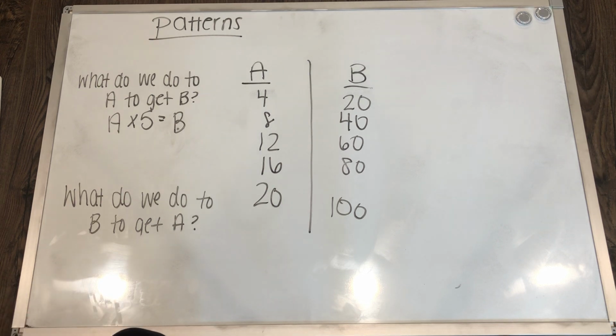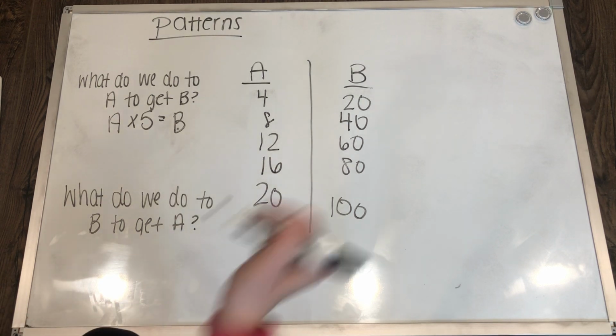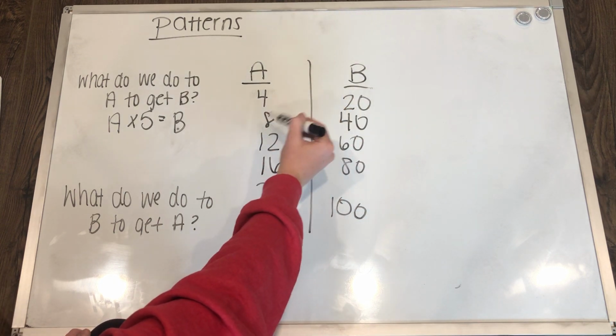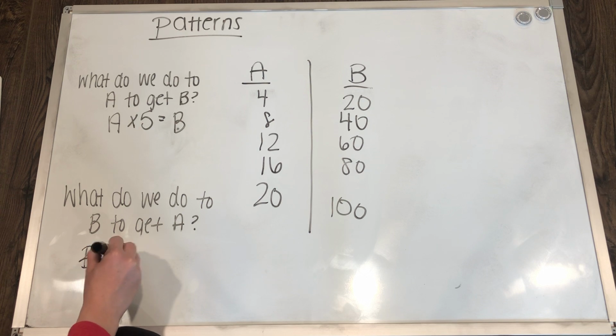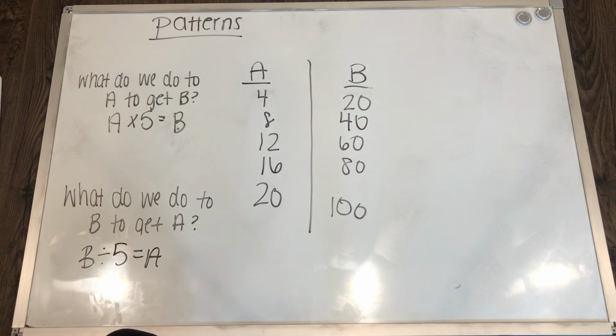Okay, same thing, but now different. What do we do to B to get A? So now we're doing the opposite. We're going 20 to 4, 40 to 8, 60 to 12. So now it's the opposite. So it's B divided by 5 is going to give us A. Okay, again, just make sure you're careful in terms of what the question is really asking.